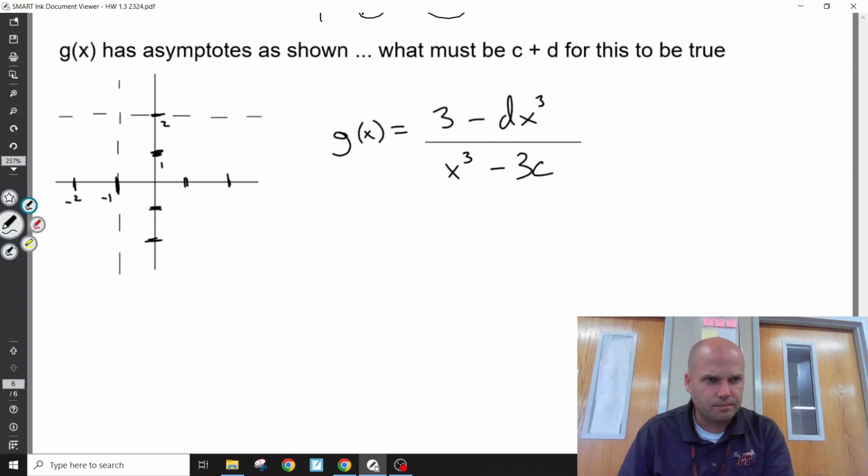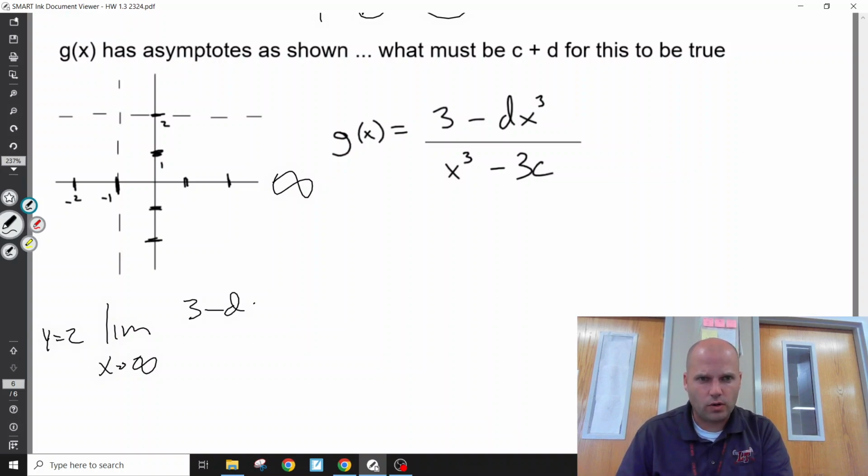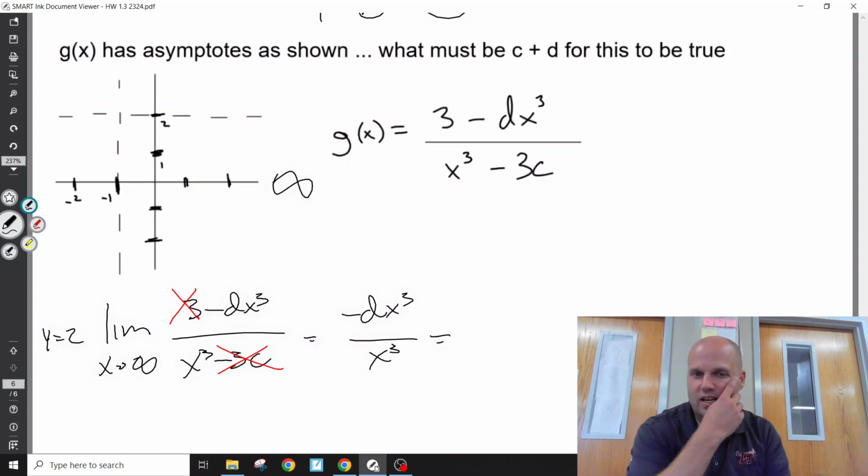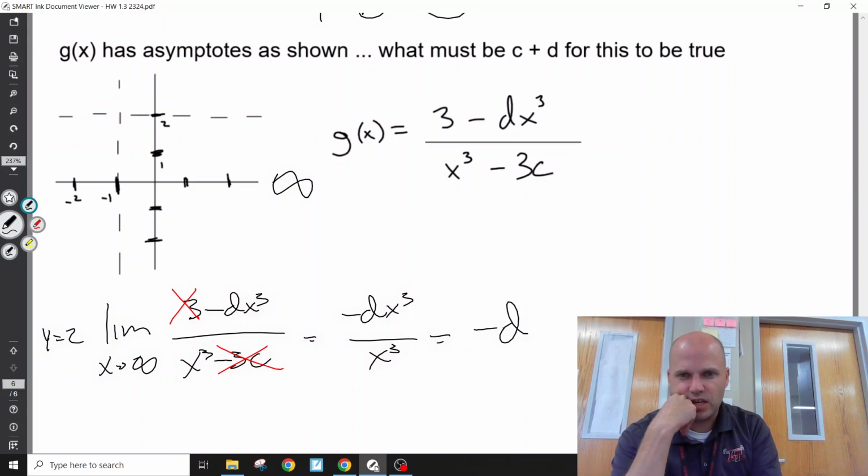All right, cool. Same deal here. We get y equals 2 and x equals negative 1. So if I looked at plugging in positive infinity, I should get 2. If I plugged in positive infinity, I don't care about the 3. I don't care about the 3c. That's gone. That's gone. I just care about the negative dx cubed over x cubed. Oh, same over same. The x cubed growth canceled. Negative d would have to equal 2. Okay, d equals negative 2.